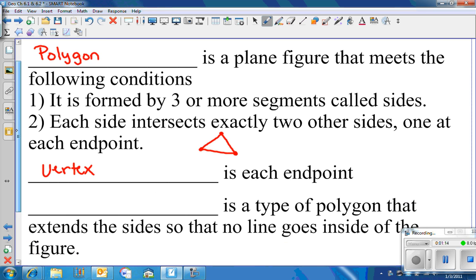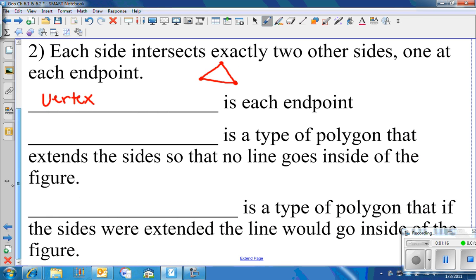And a type of polygon that extends the sides so that no line goes inside the figure is called a convex polygon. One that would look like that is a regular shape, like a square. If I extended the sides of the square, none of those sides would intersect inside of that square that I made. Okay? Something called concave is the direct opposite of it.